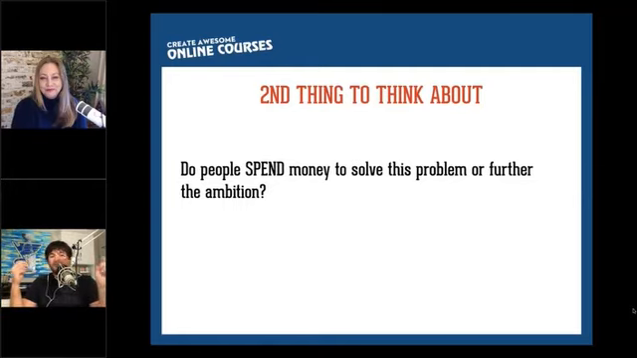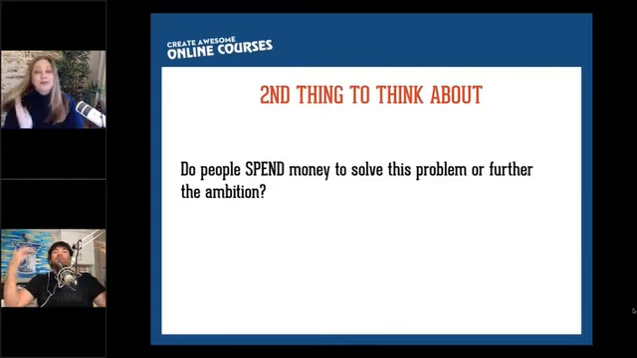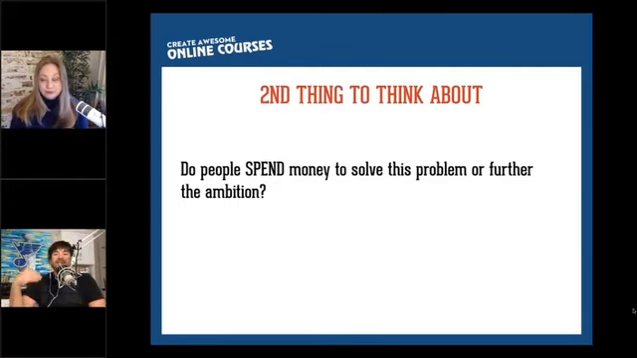Second thing to think about: do people spend money to solve this problem or further the ambition? Because some courses solve a problem, some further an ambition. For example, with clarinet, you could say the problem is I don't know how to play clarinet and I want to learn how to do it. But you could also say, one of my dreams is to learn how to play the clarinet and impress all the people at my next dinner party, right?